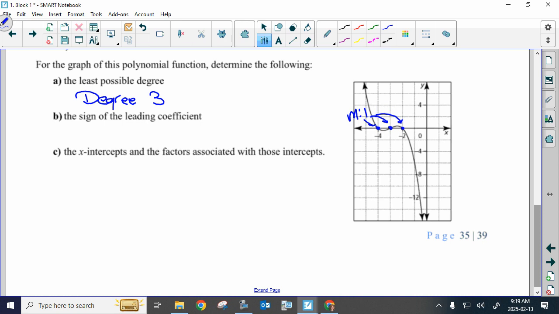What's the sign of the leading coefficient here, guys? If we are going from Q2 to Q4, we're going downhill clearly. Adelaide, what would this be? Negative.